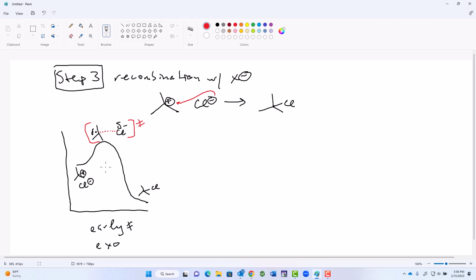So let's examine what the overall energy diagram for this would look like. Let's draw a big one here.